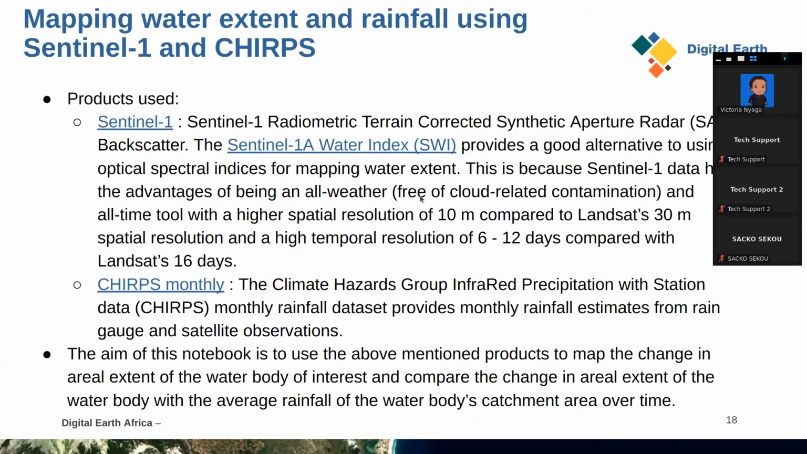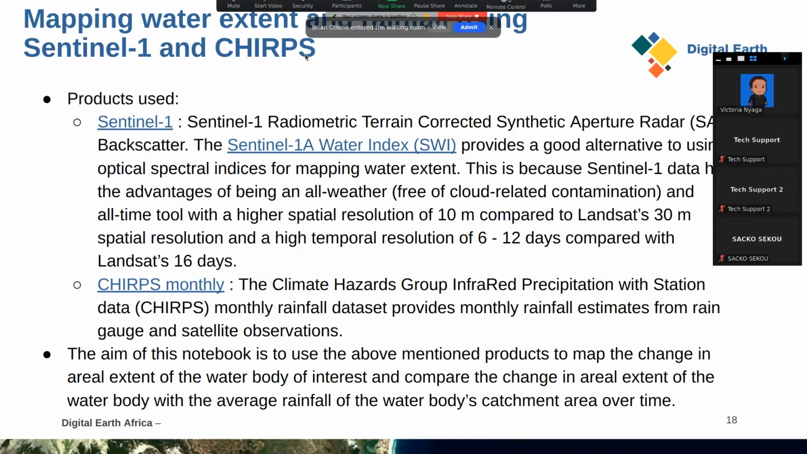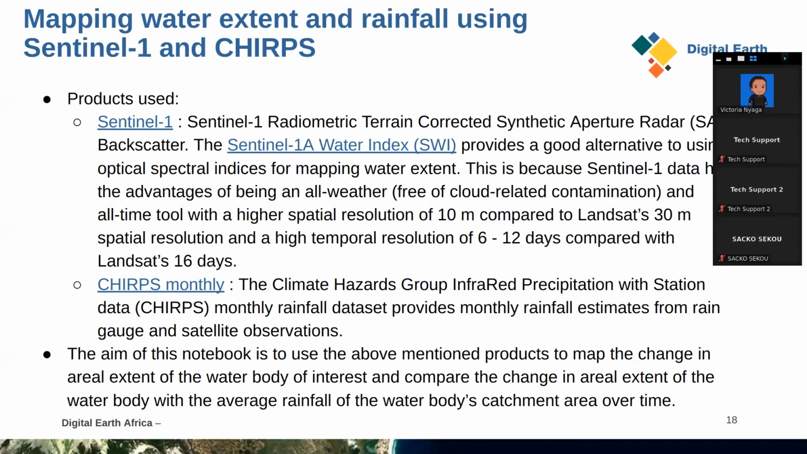Next up, we'll be going into the use cases. We have the monitoring water extent use case that I mentioned previously, which uses multiple notebooks. The first notebook it uses is mapping water extent and rainfall using Sentinel-1 and CHIRPS data. As I previously mentioned, Sentinel-1 is good for areas that experience heavy cloud cover, as an alternative to optical methods like Sentinel-2 or Landsat or WOfS, which is based on Landsat.